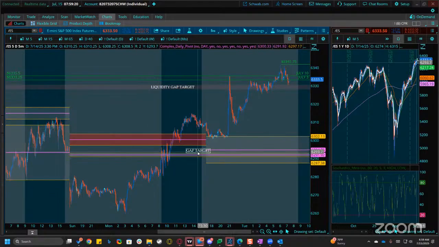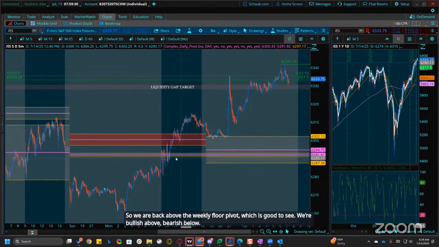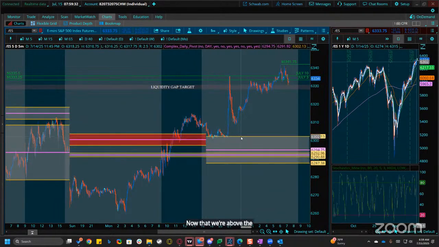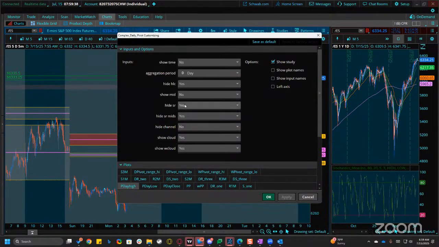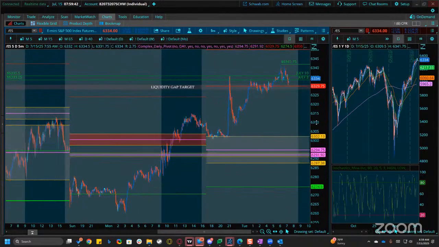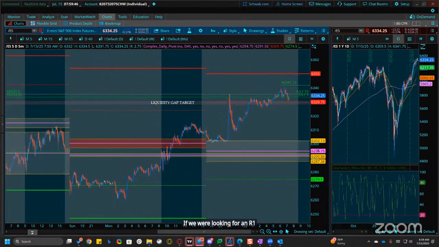We're done with that. The gap is done. So we are back above the weekly floor pivot, which is good to see. We're bullish above, bearish below. Now that we're above the weekly pivot, we don't want to go back below it. If we were looking for an R1 S2, we didn't get it.